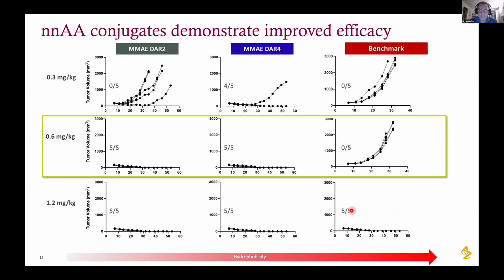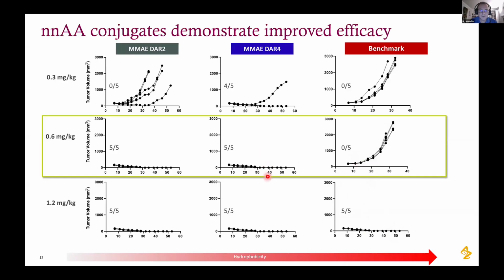The efficacious dose for the benchmark antibody is 1 mg per kg. So you can see here that at 1 mg per kg, we see no growth in the tumors. So we've cured the mouse of the tumors. However, at half that dose, you start to see regrowth of tumors after a few days.